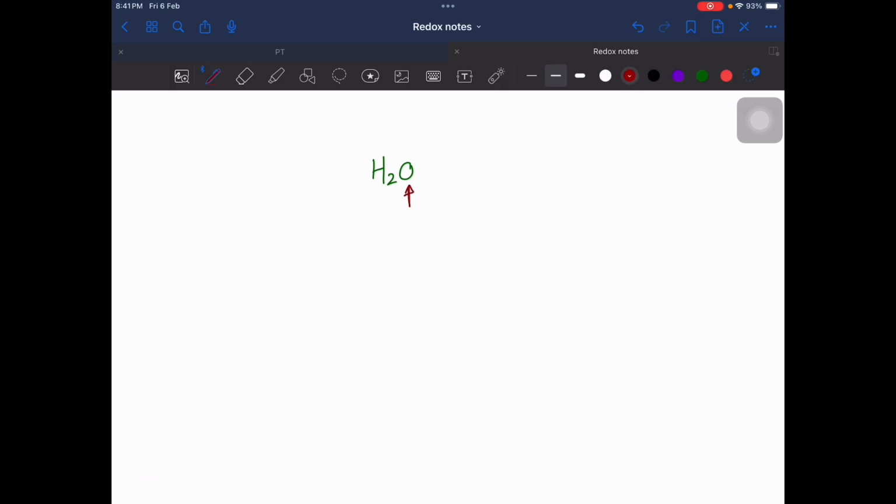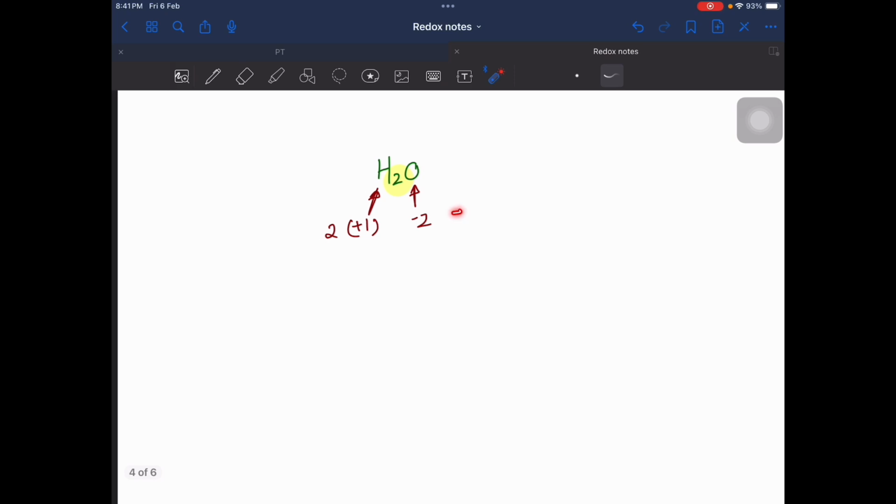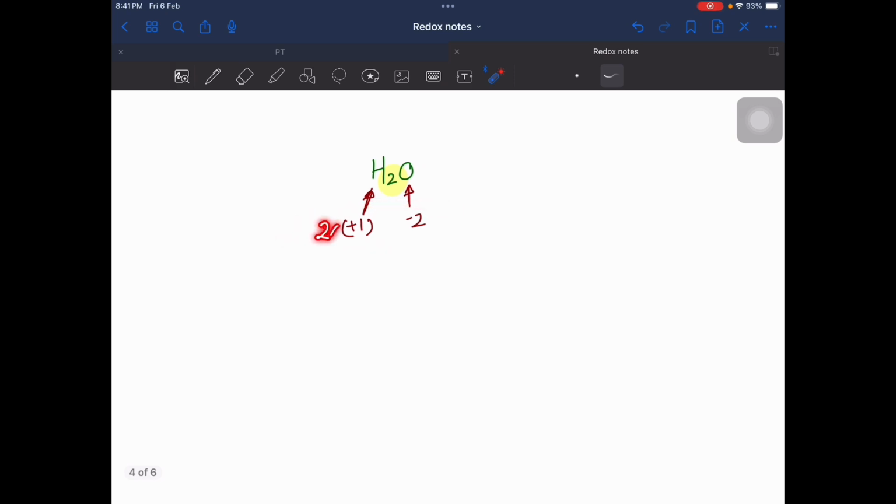Oxygen in the compound, we know that it's a -2. Hydrogen in the compound, we know that it's going to be a +1. But wait a minute, there's actually 2 of the hydrogen. This would mean that in total, there's actually 2 sets of this, right? And if you were to add up these numbers, right, 2 times a +1 plus a -2, you realize that the total number will be equal to 0. So take note of the rule.